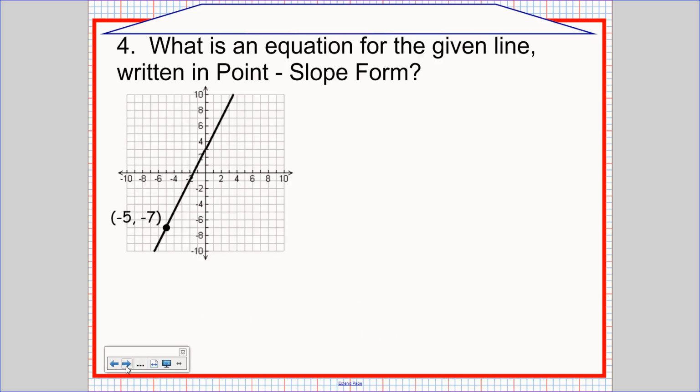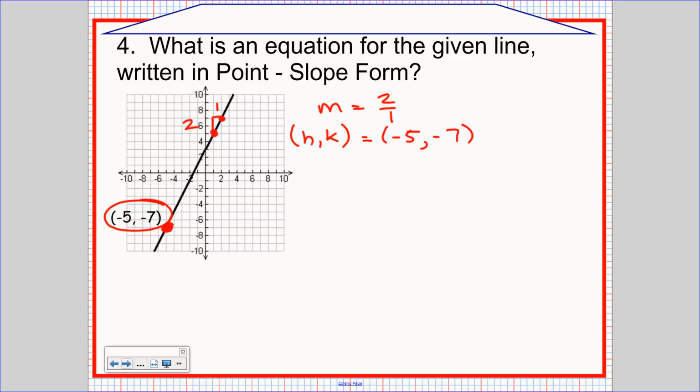So here is a line. It's got a point of (-5, -7), right here in red. And it looks to me like if I pick two arbitrary points, that there is a slope of 2 over 1. So here's the information I've got.